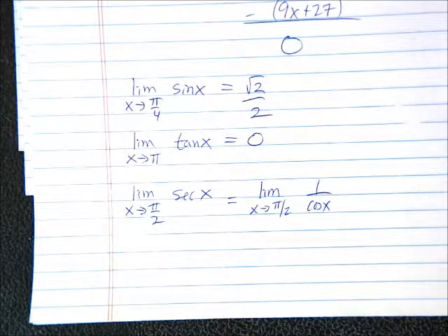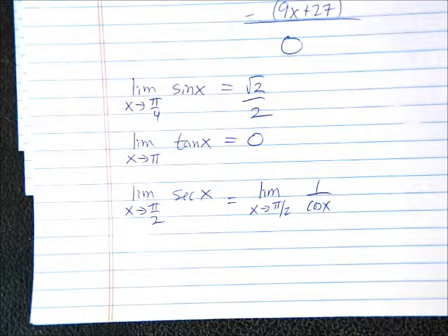And so what's the cosine of pi over 2? Cosine of pi over 2 is 0. Cosine of 90 is 0, and 1 over 0 is undefined. So what are you going to tell me? No, you're not going to tell me does not exist. You're going to tell me I can't do that problem yet.